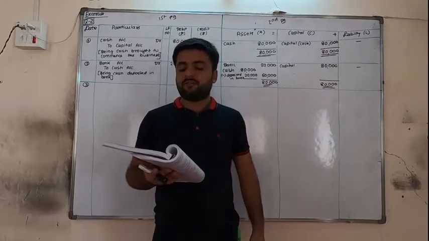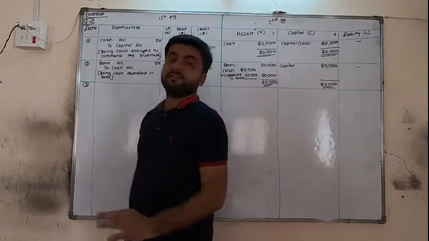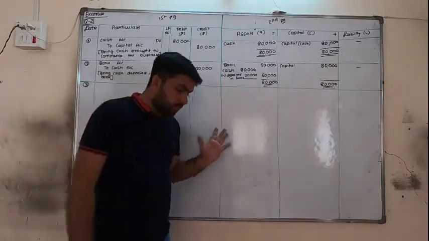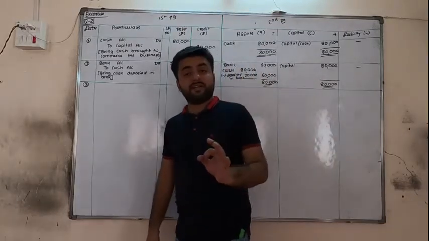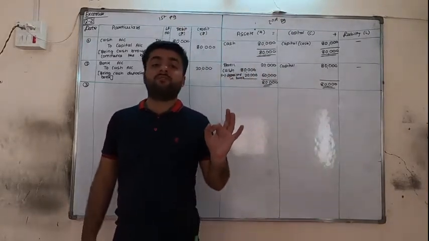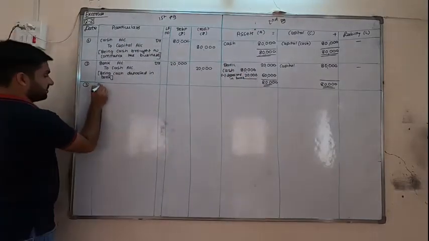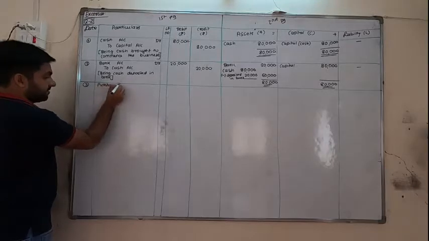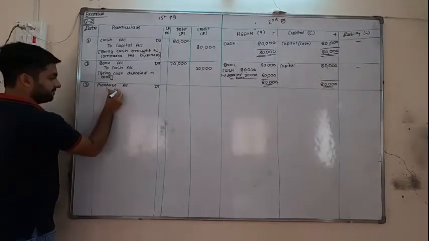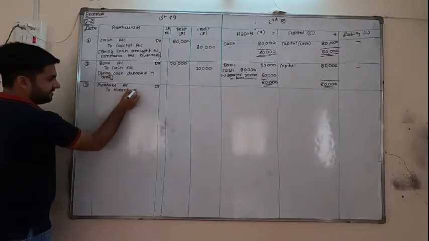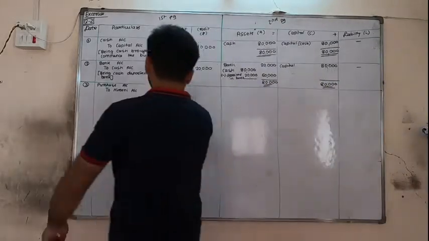Goods of 40,000 purchased from Himani on credit. We are purchasing the goods from Himani on credit. Goods are coming in, purchase will be debited. Now we have not paid the money, Himani was just the giver of the goods, so Himani should be credited. Okay? Purchase account debit to Himani account, amount 40,000.